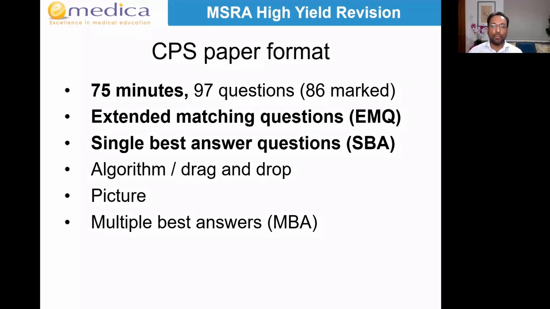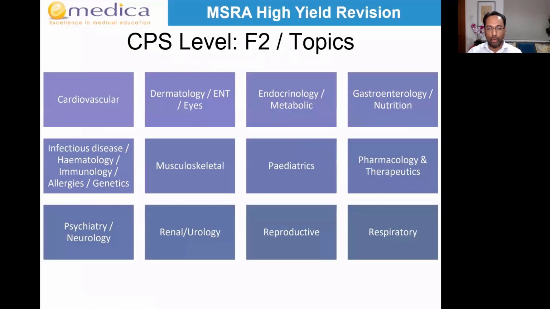There are 2 predominant formats: extended matching questions, which come in sets, and single best answer questions. Within that, some questions might have an algorithm. There might be a diagram from a NICE guideline, and you drag the correct answer into the right slot. Some might have a picture, although there have been very few of those in the last couple of years. And you might get 1 or 2 multiple best answers where there's more than 1 correct answer. Last year, there weren't any, but there have been in some previous years. So predominantly, you're either going to get extended matching questions or single best answer questions. I'll show you what they look like in a minute.